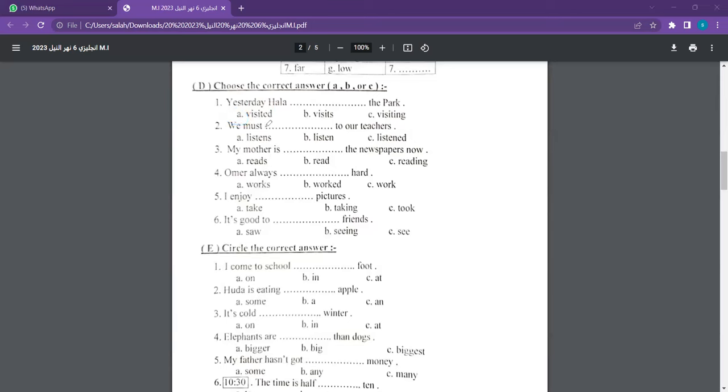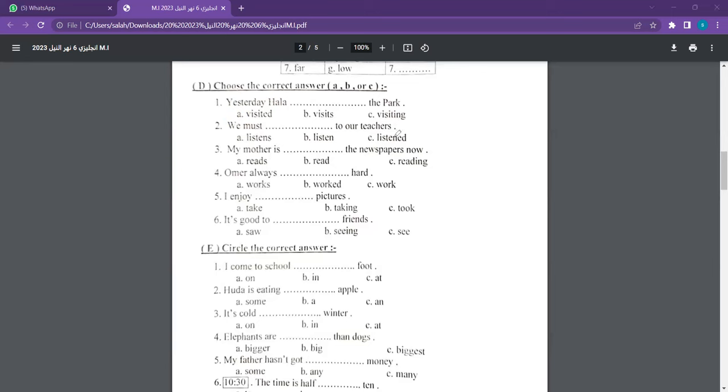Number two: We must dash to our teachers. We must listen. Listens, sorry. We must listen. Okay? After must, the verb will be infinitive. Do you remember that? Which one will I use?